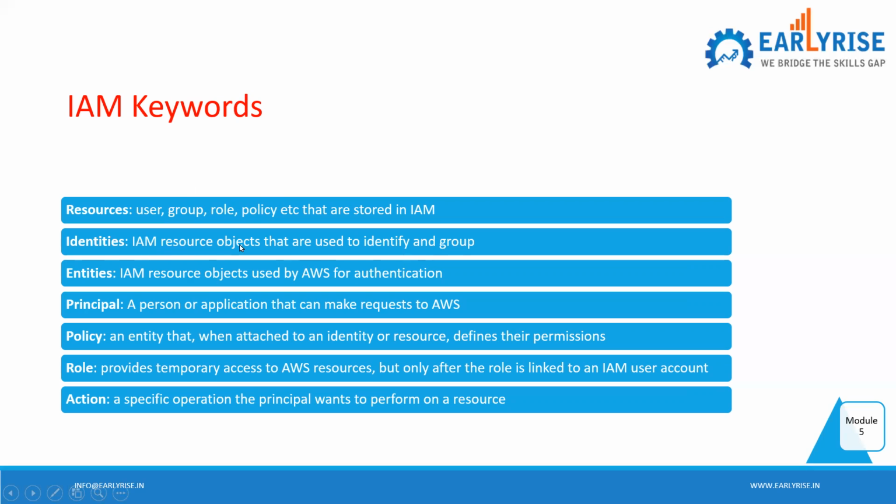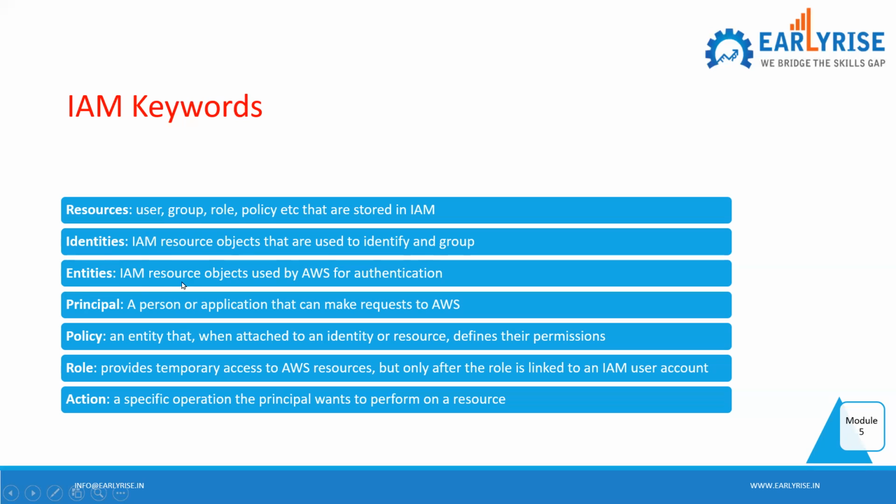So IAM resource objects are used to identify and group. Your user, group, and role, we call it identity. I'm just introducing you to this term. Somewhere if you find it written as identity, then you should not get confused. So identity means the user, group, or role to which a policy can be attached. Identity means user, group, and role.